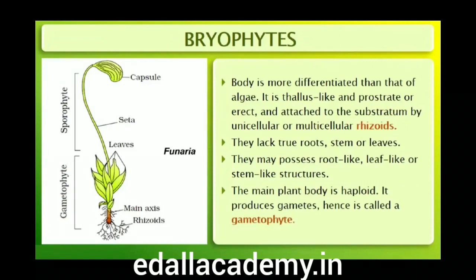The plant body of bryophytes is more differentiated than that of algae. It is thallus-like and prostrate or erect, and attached to the substratum by unicellular or multicellular rhizoids. They lack true roots, stem, or leaves. They may possess root-like, leaf-like, or stem-like structures. The main plant body of the bryophyte is haploid. It produces gametes, hence is called a gametophyte.